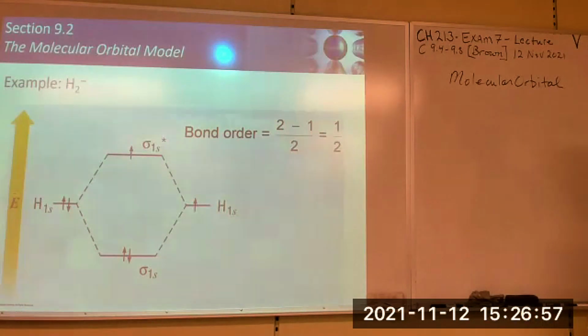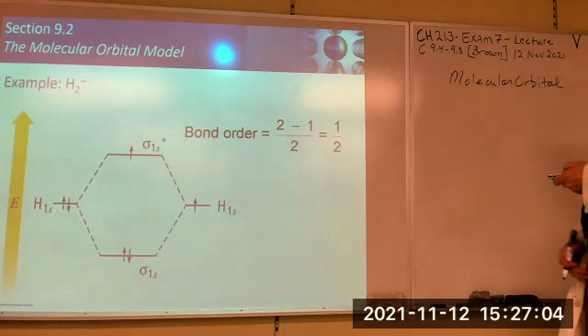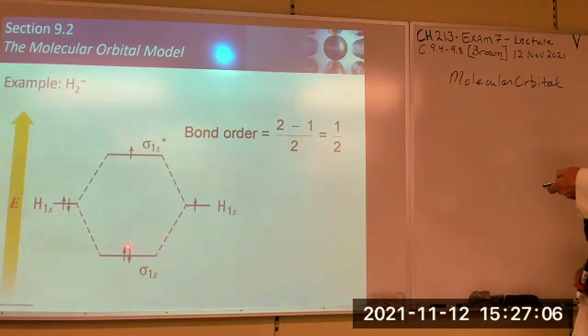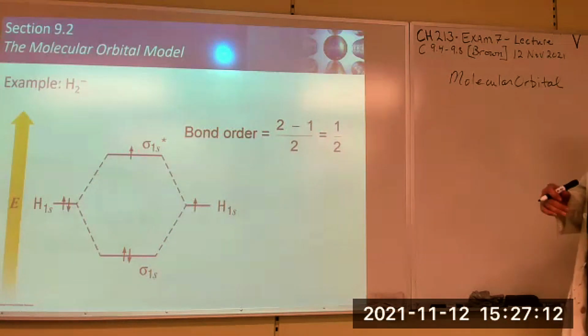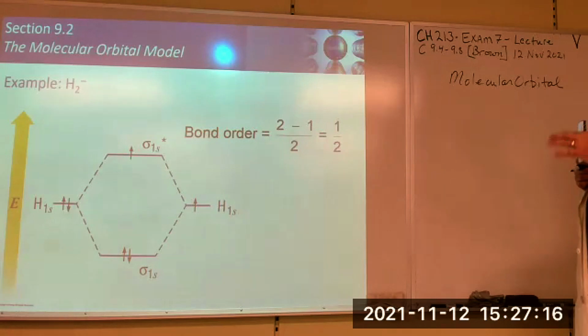Let's see, we're going to do the other. I thought we were going to do the H2 plus. The H2 plus will give you a similar answer. If you only had 1 electron to go, it'd be 1 minus 0 divided by 2 is 1/2. So H2 neutral is the strongest. H2 minus or H2 plus are both weakened.